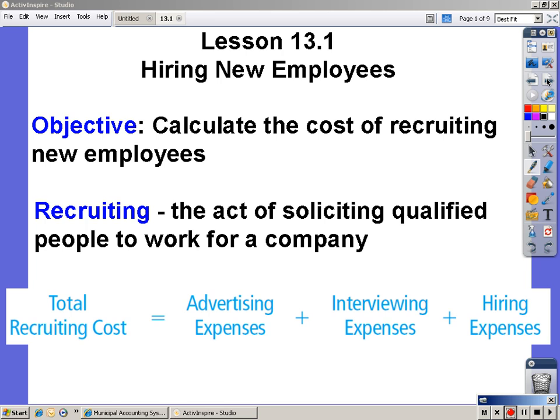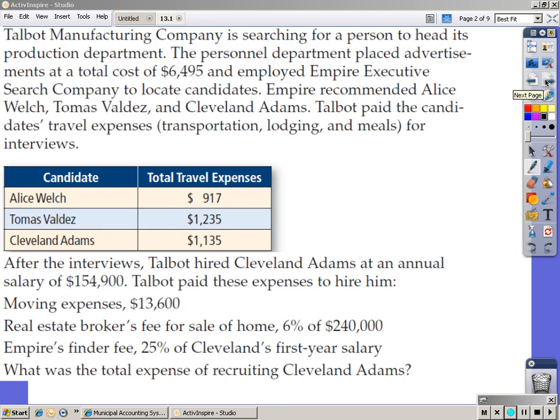All right, moving along. Here we go, example 1. Talbot Manufacturing Company is searching for a person to head its production department. The personnel department placed advertisements at a total cost of $6,495 and employed Empire Executive Search Company to locate candidates. Empire recommended Alice Welch, Thomas Valdez, and Cleveland Adams. Talbot paid the candidates' travel expenses, which included transportation, lodging, and meals for interviews. The expenses for each candidate were $917, $1,235, and $1,135.